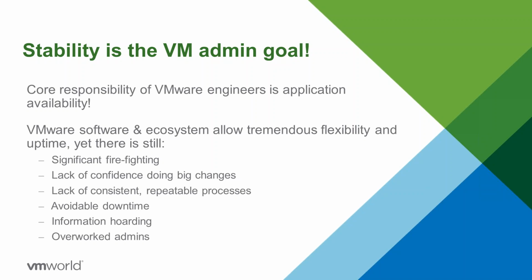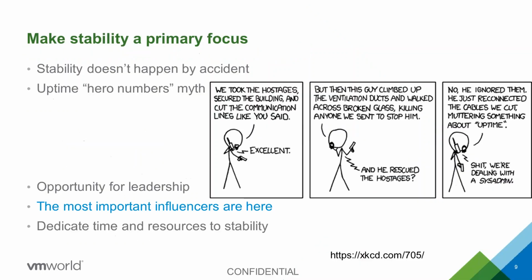And that's probably the worst thing that can happen to a team, because it leads to overworked admins. When you have this person who is the best at something, well, they get assigned more projects. And if they don't have the time to write it down and teach others, they just end up burning out. So we have to make stability a primary focus. It just doesn't happen by accident.